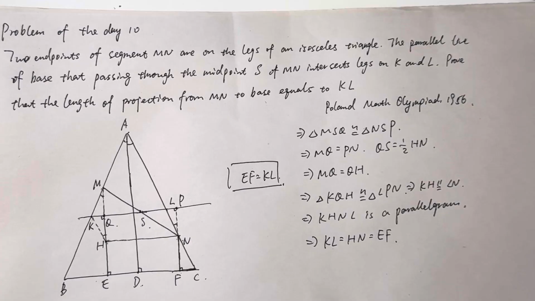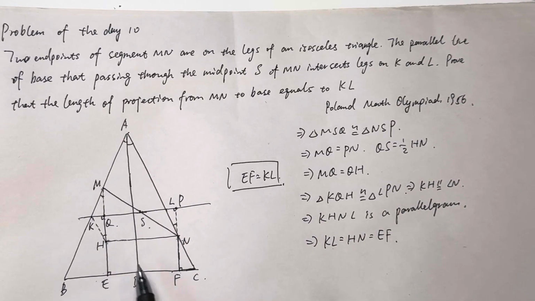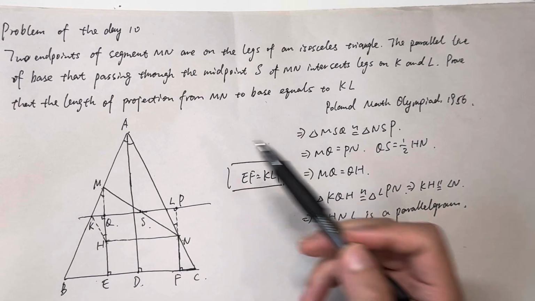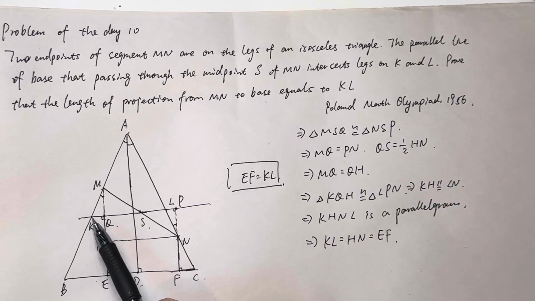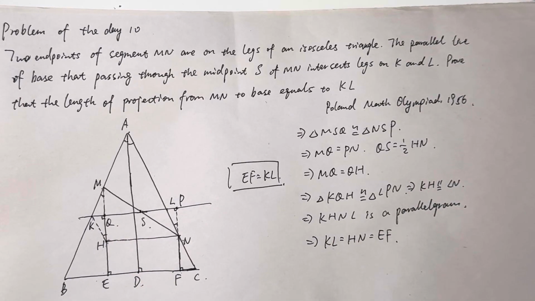So this is not a very difficult problem. It just requires you to draw the figure and find that EF equals HN, and be patient to find all the relations, and you can easily prove that KHNL is a parallelogram, and that's it.